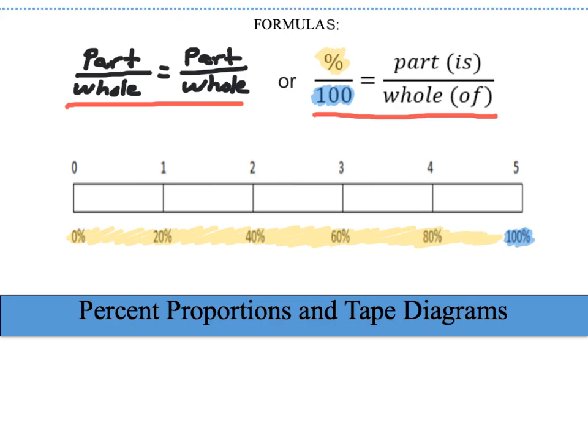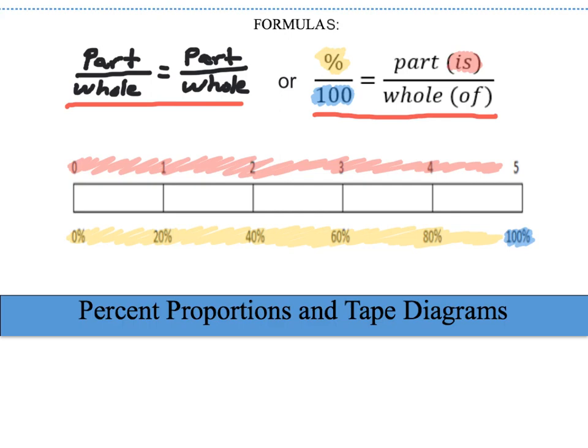So now I'm going to take a red highlighter and I'm going to color the is, or the part, up here because this is part of my whole. And on the tape diagram, all the numbers that I'm shading on the top represent part of my whole. Notice I didn't shade the 5 in red.